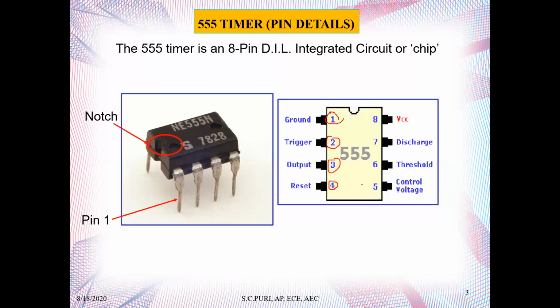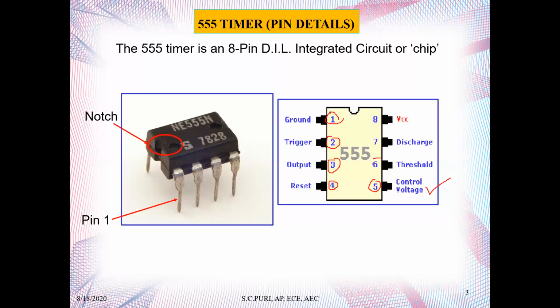Now coming to pin number 5, which is the control voltage. This pin actually controls the timing of the 555 by overriding the 2/3 VCC level of the voltage divider network, which is there in the architecture. By applying a voltage to this pin, the width of the output signal can be varied, independent of the RC timing circuit.